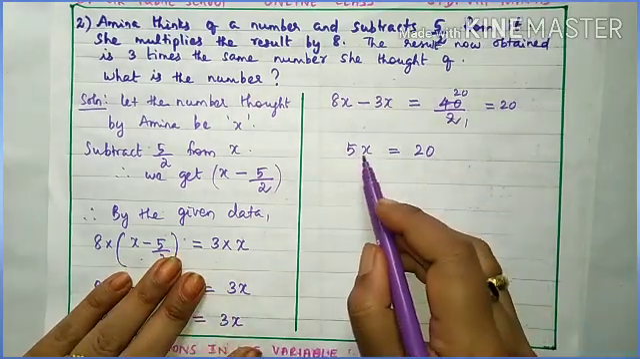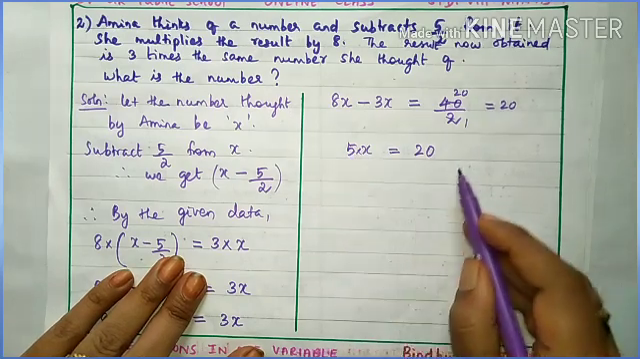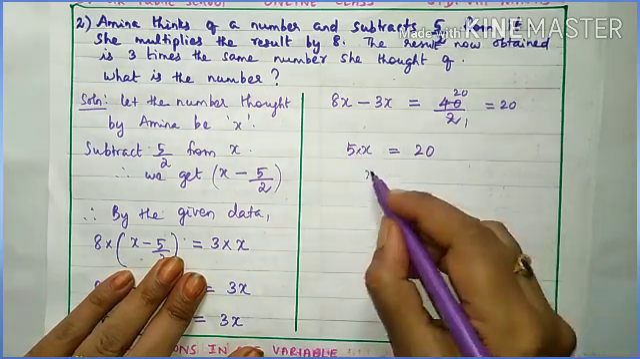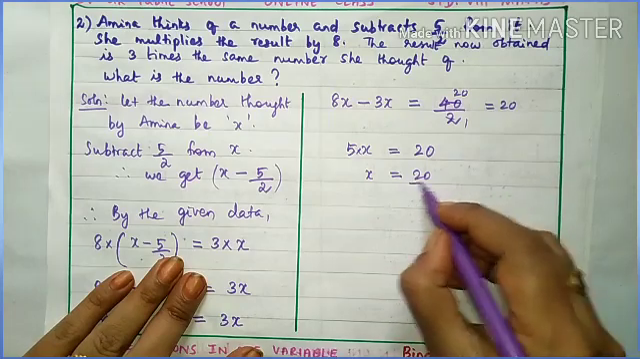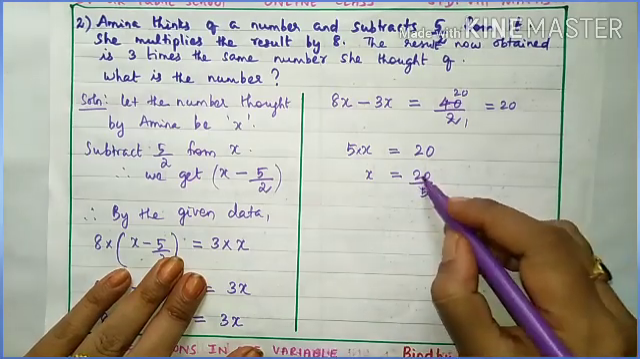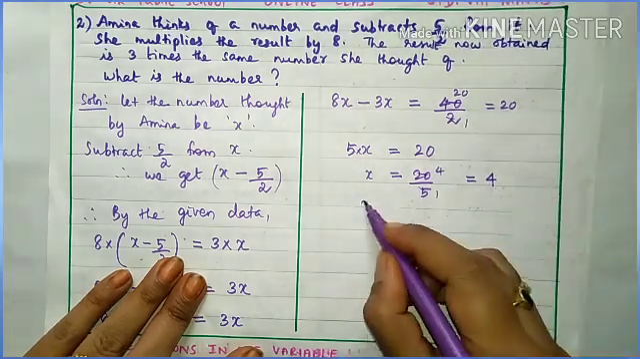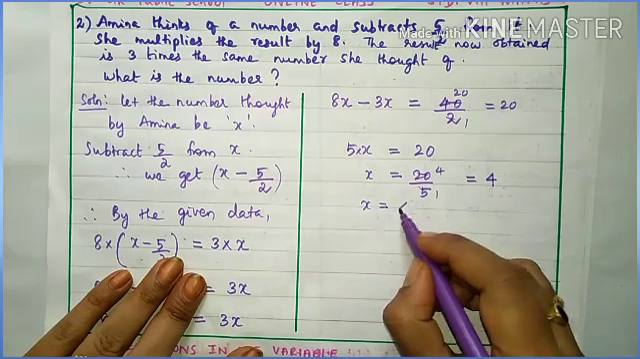Now you see, what is the value of x? 5 into x. So 5 is transposed and becomes division. So x is equal to 20 divided by 5. What is 20 divided by 5, students? 1 5 is 5, 4 times 20. So it is 4. Thus we got x equal to 4.